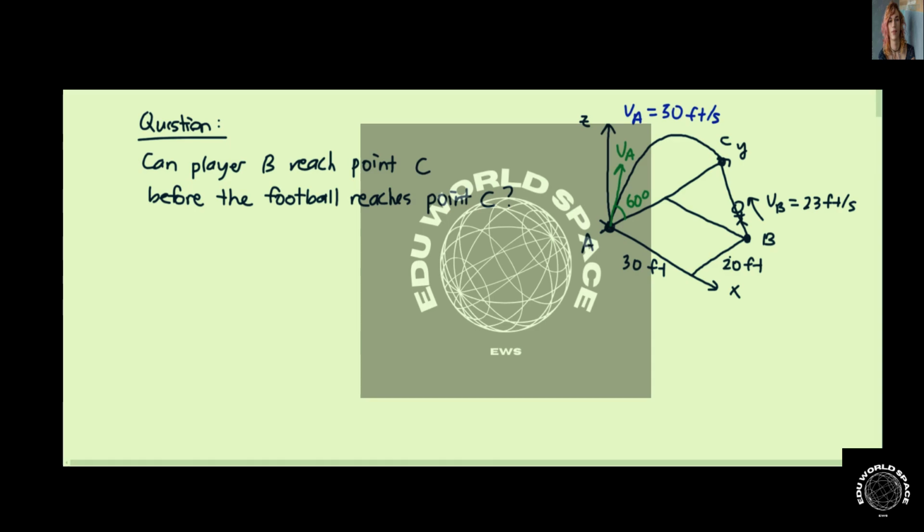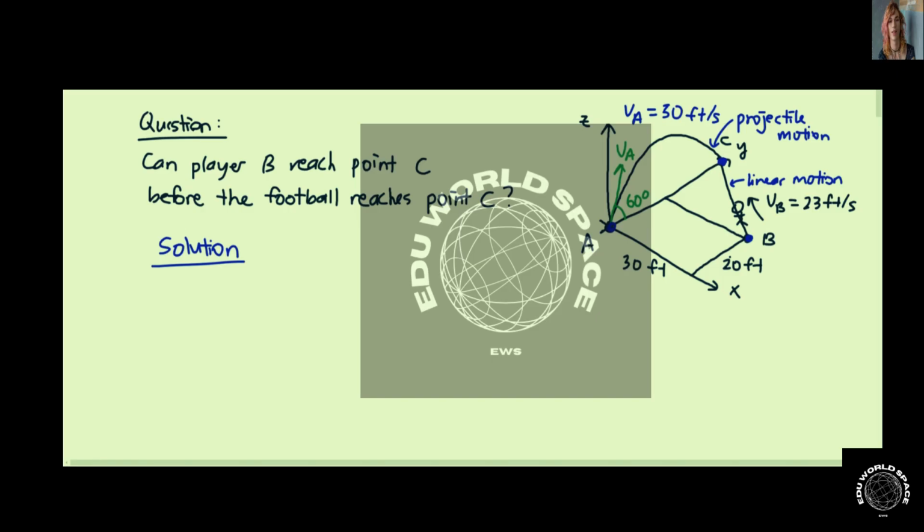In this question, we have a projectile motion, and then this is just linear motion without acceleration. For the projectile motion, one thing we need to find is the distance AC. We also need to find the distance BC and calculate the speeds and time, and see if player B can reach point C before the football reaches point C.